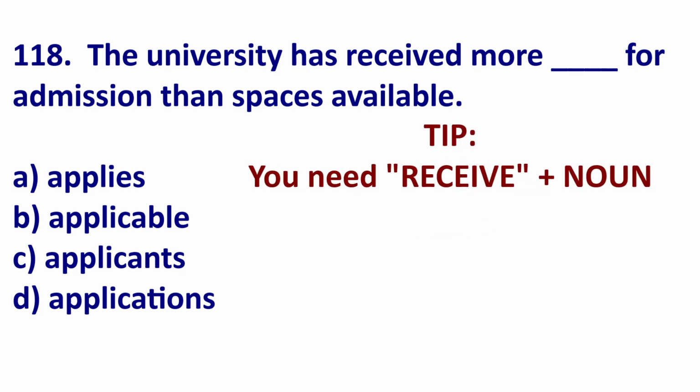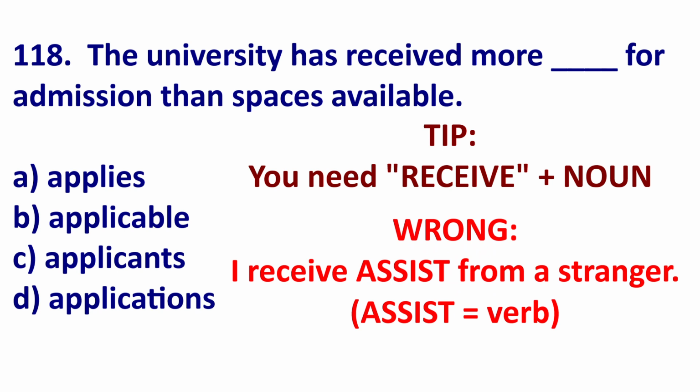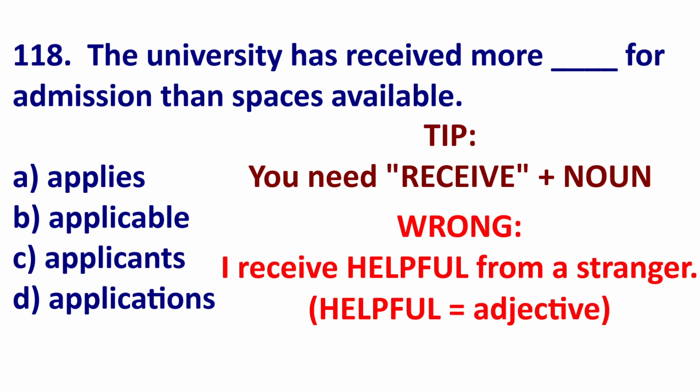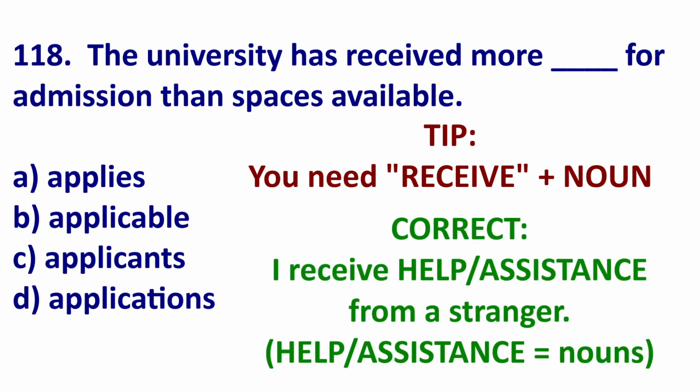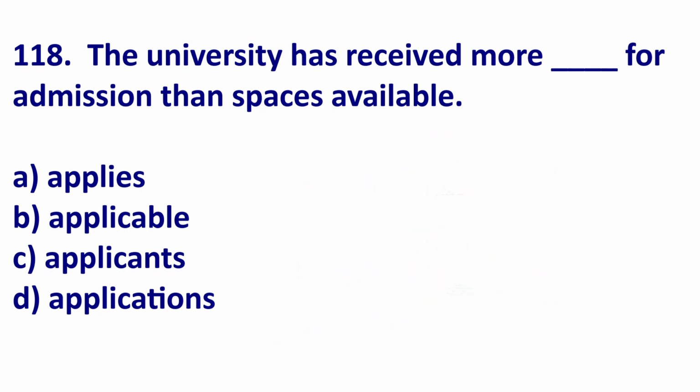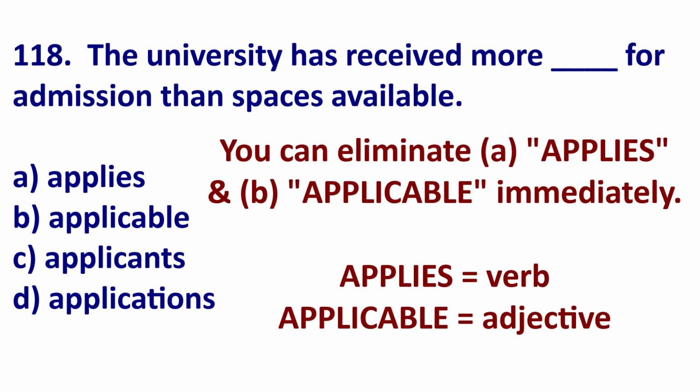Someone receives a noun. For example, I receive assist from a stranger. Wrong, because assist is a verb. I receive helpful from a stranger. Wrong, because helpful is an adjective. I received help or assistance from a stranger. Correct, because these are nouns. So you can eliminate A and B immediately.